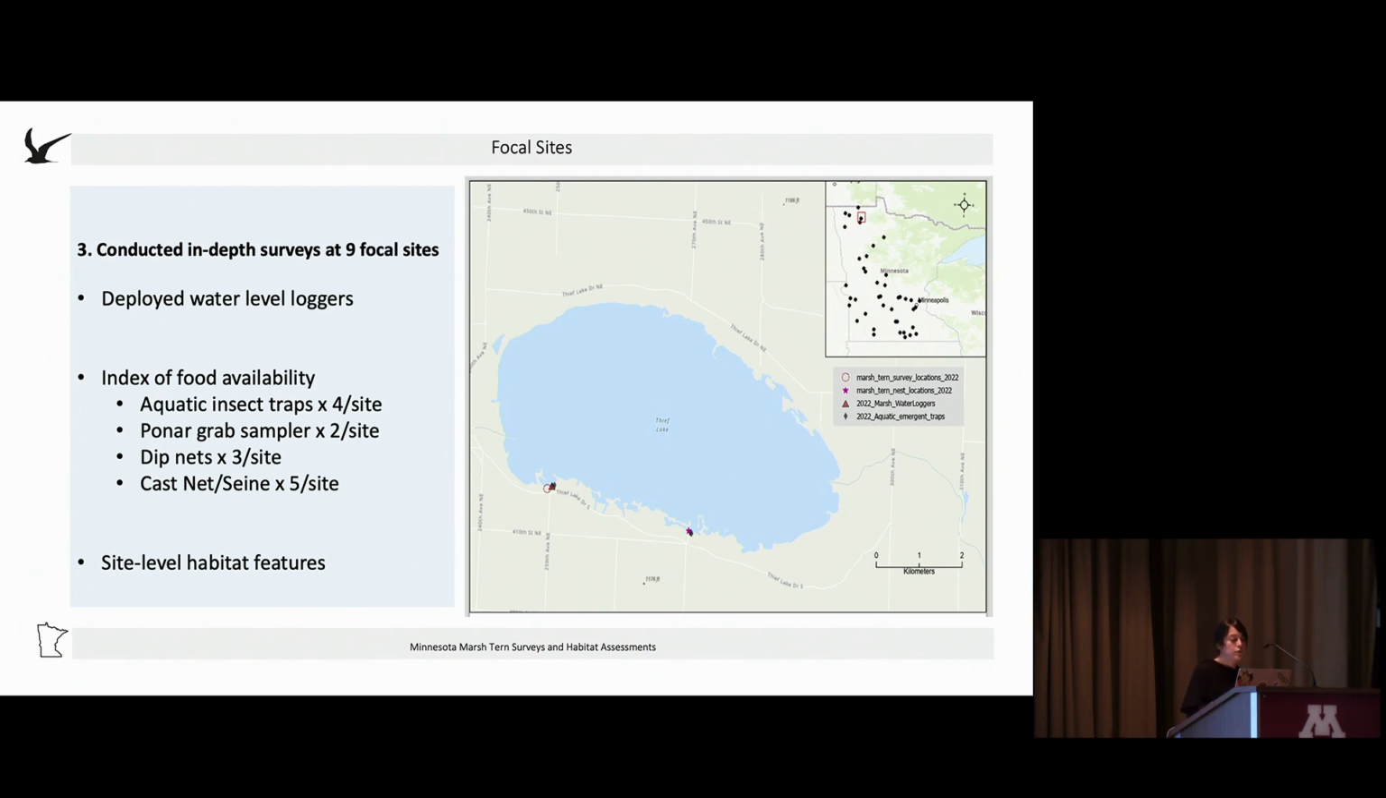At 9 of those 33 sites, we also collected more in-depth information. So this is just an example, Thief Lake was one of our focal sites. At that site, we also deployed water level loggers so we could monitor changing water levels constantly and temperature as well throughout the breeding season. And then to get an index of food availability, we put out aquatic insect traps, did some ponar sampling for hexagenia, and then dip nets at sites, and then for Forster's terns, we did cast net and seining.